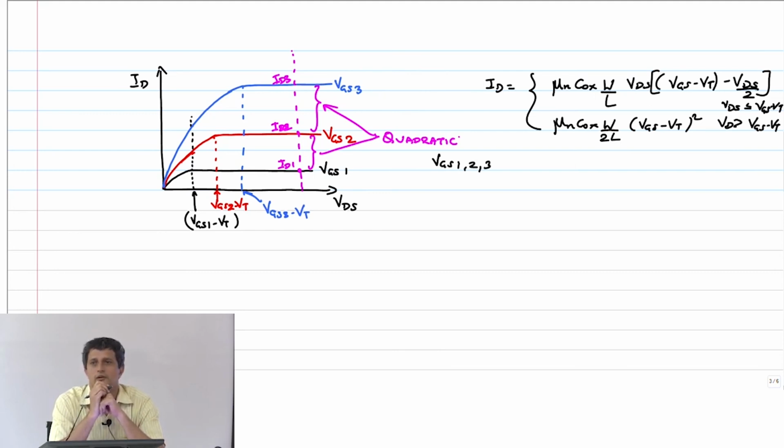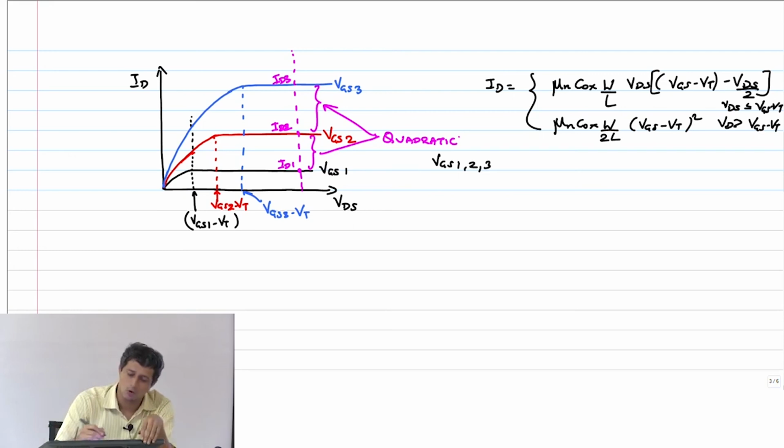Clear? Any questions here? Because next you will see that when we go to a short channel transistor, this quadratic relationship will vanish and it will become a linear relationship. So if you want to find out if a transistor is long channel or short channel, this is one of the things that you can look for, whether this thing goes quadratically or linearly.